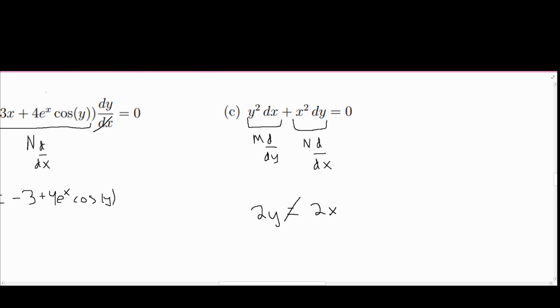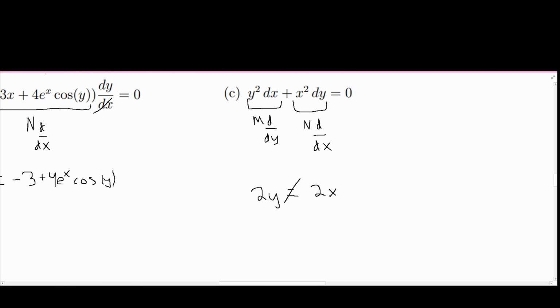For part c, we look at what's in front of dx and what's in front of dy, labeling what is in front of dx M and what is in front of dy N. Taking the derivative with respect to y for the M, and the derivative with respect to x for the N. After we take the derivative, we can see that these do not equal each other, therefore it is not an exact solution.